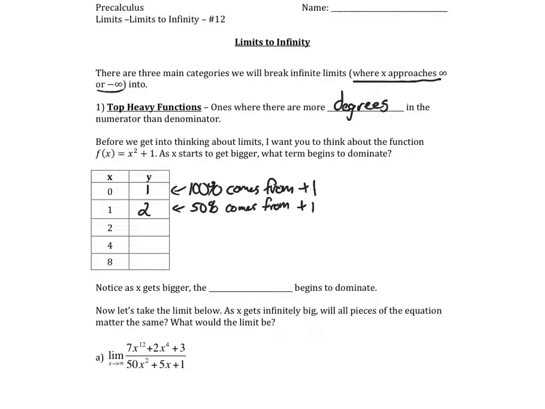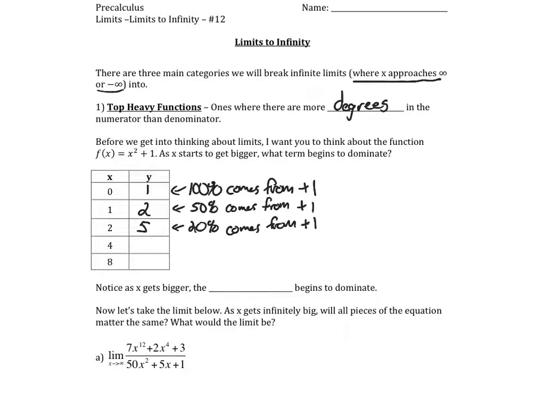When x is 2, I plug in 2, I get 2 squared plus 1, I get 5. In that case, that plus 1 at the end only accounts for 20% of your answer. Only 20% comes from that plus 1. 4 came from the x squared term, because 2 squared is 4. The plus 1 only accounted for 1, so 1 out of 5 is just 20%.